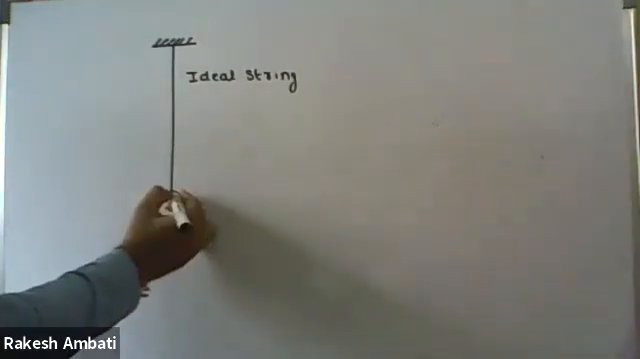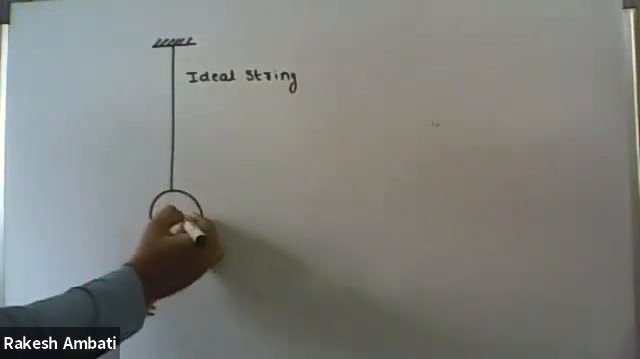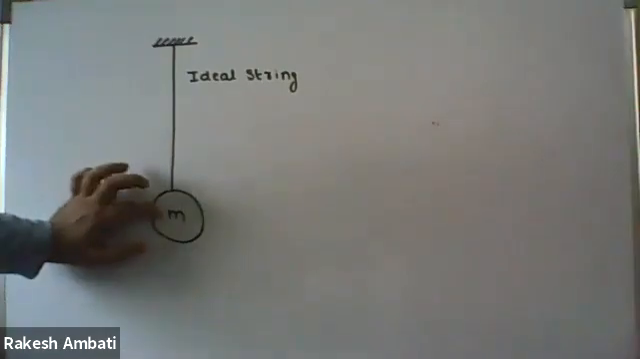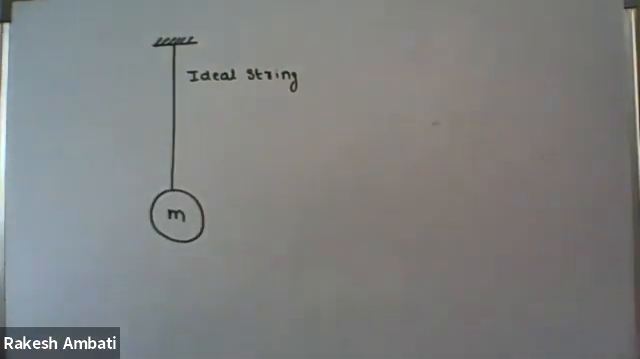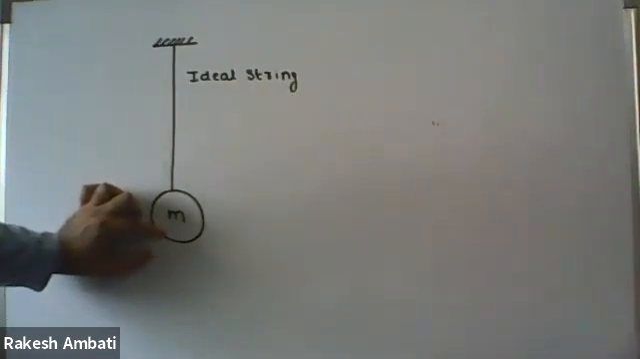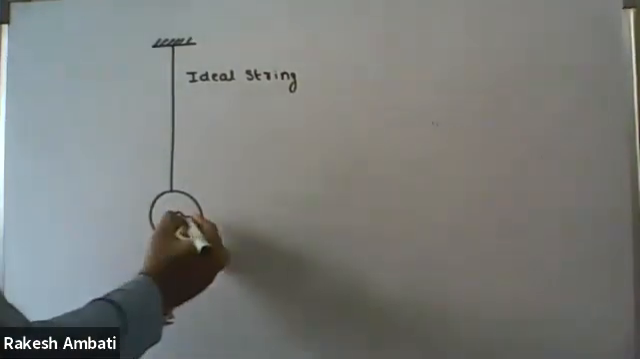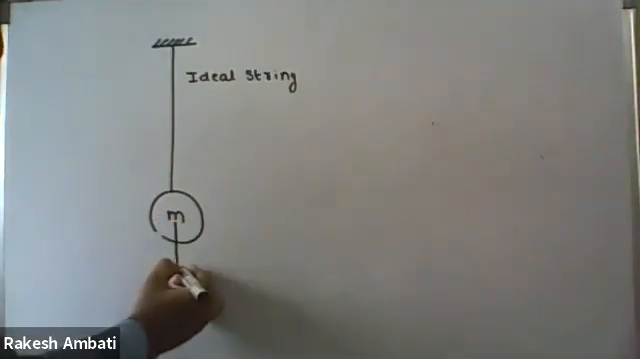And here, for example, a body of mass m is suspended from it. Now you please answer, if mass m is suspended, what is the weight? Mg. And what is the direction of weight? Vertically downwards. So this mg acts vertically downwards.